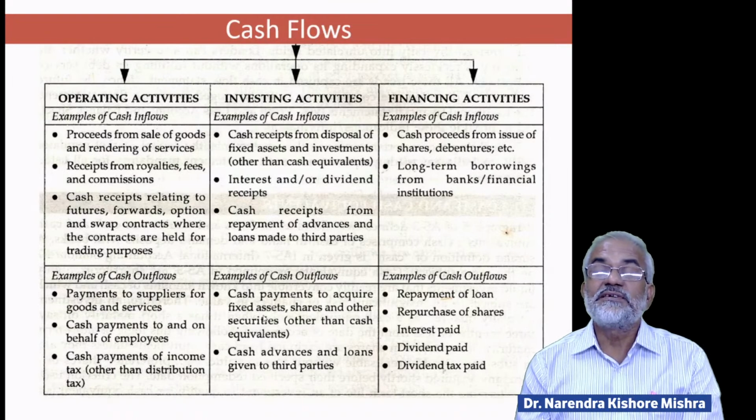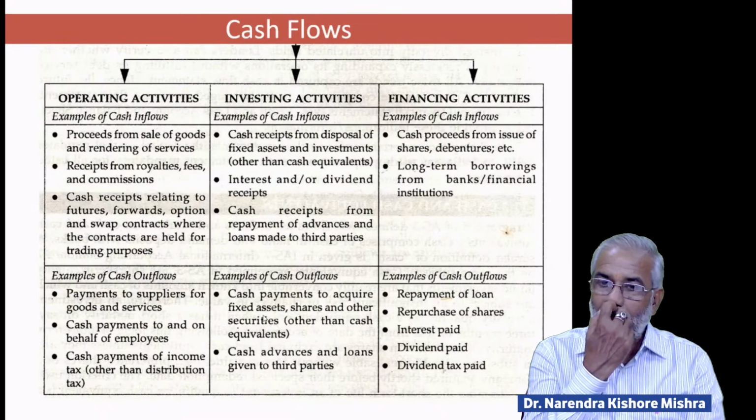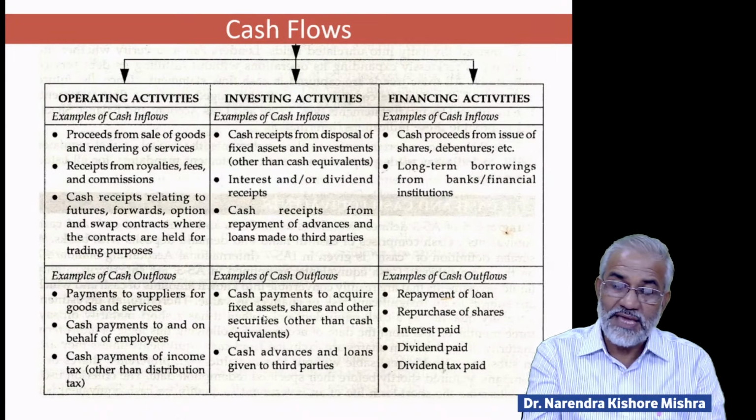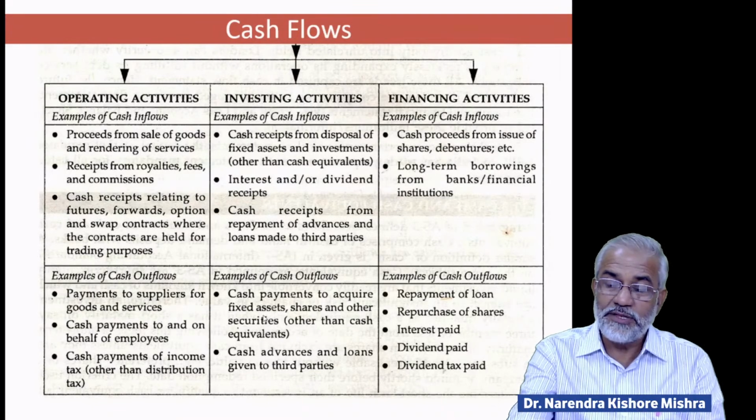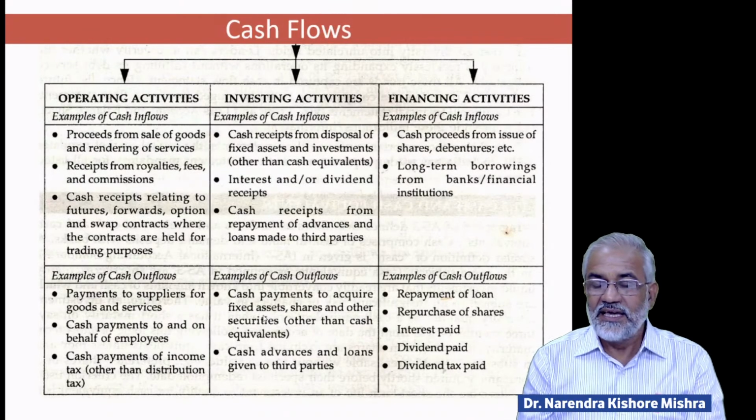Then repurchase of shares. Repurchase of shares means the buyback of shares by the company. Third one is interest paid. If there is interest paid on the bonds, when you are issuing bonds, the inflow of cash is there. When you are issuing bonds, then you are supposed to pay the periodic interest thereon. When the interest is paid thereon, it would come under the outflow of financing activities.